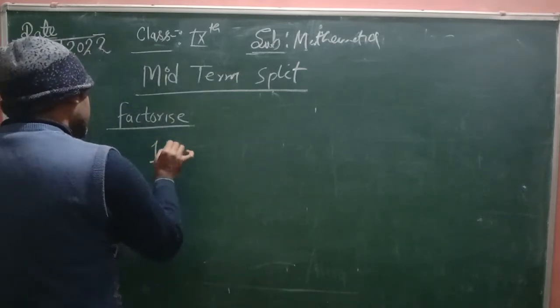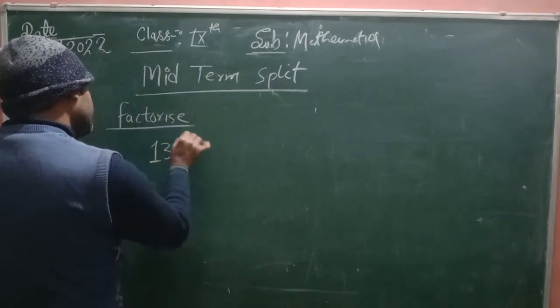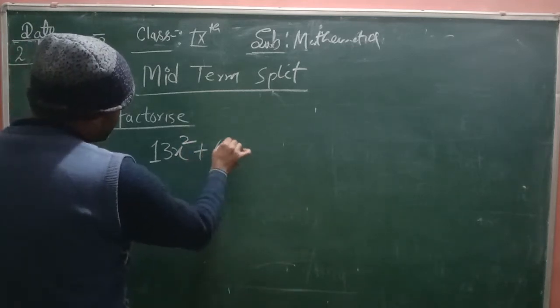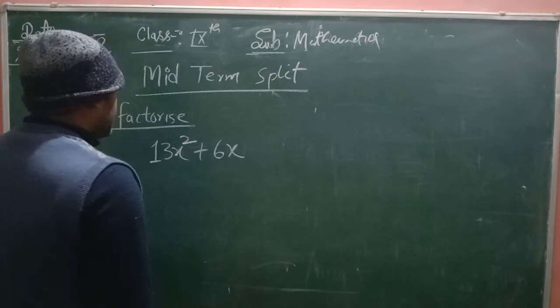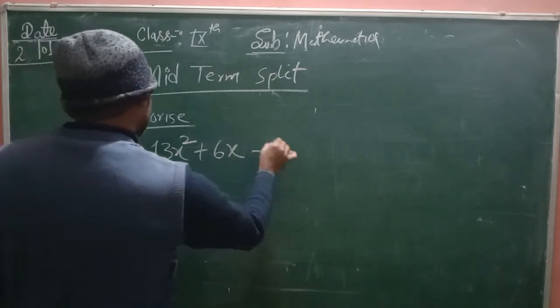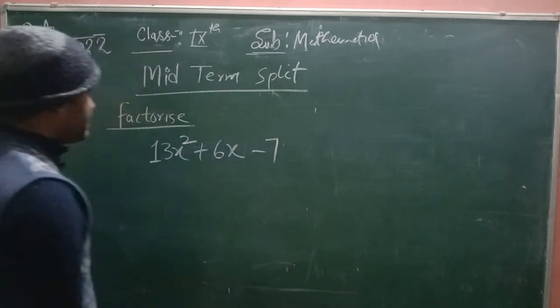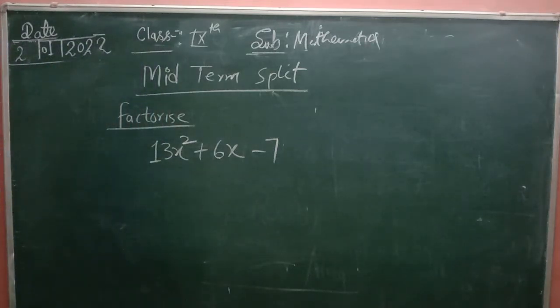Now 13x square plus 6x minus 7. 13x square plus 6x minus 7. Try it by yourself.